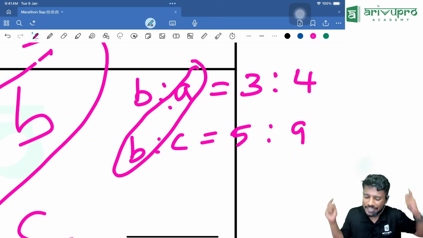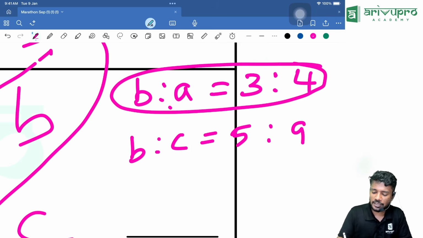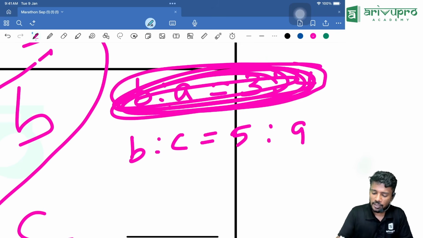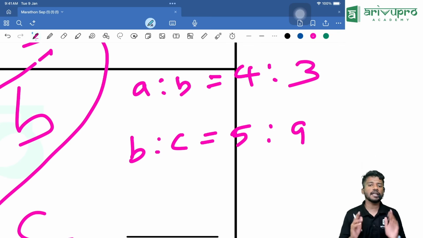Now, how will you make it the same, people? So we will change this one. We will take the inverse of this one. The inverse of that is how much? B is to A will become A is to B is equal to 4 is to 3. That way we need to change it. Take the inverse and write it, then perform it.